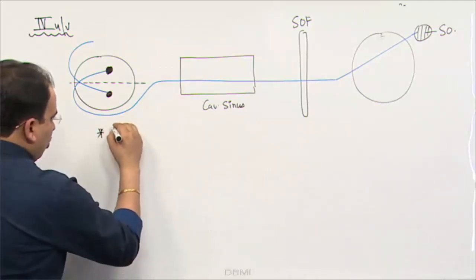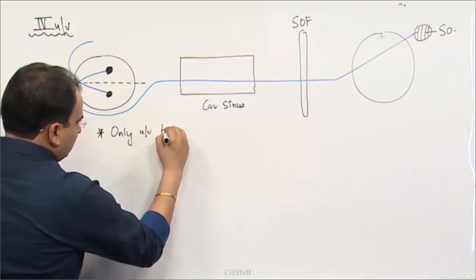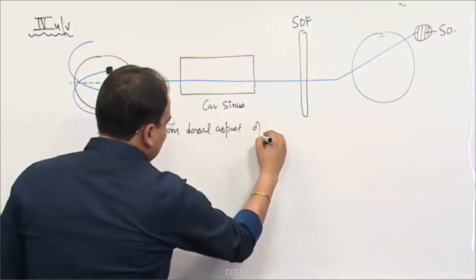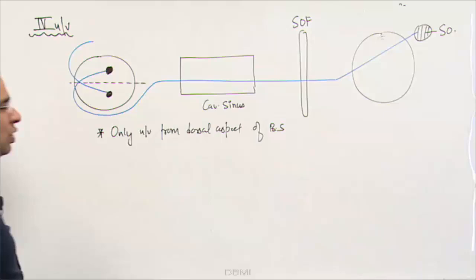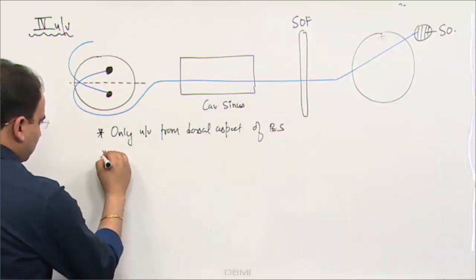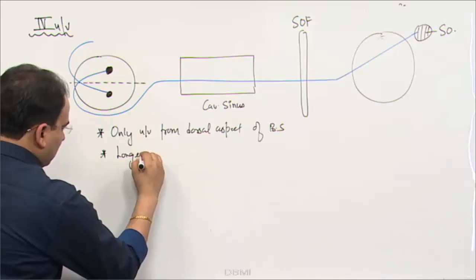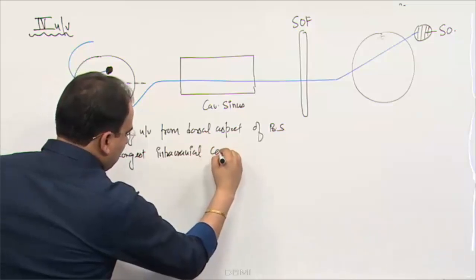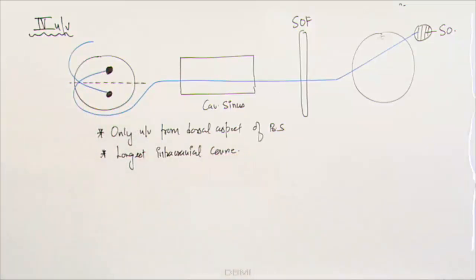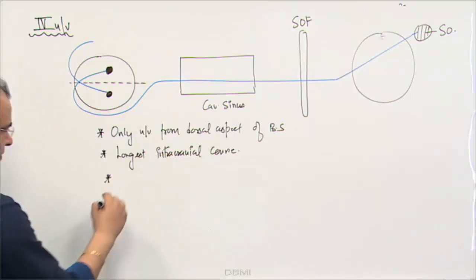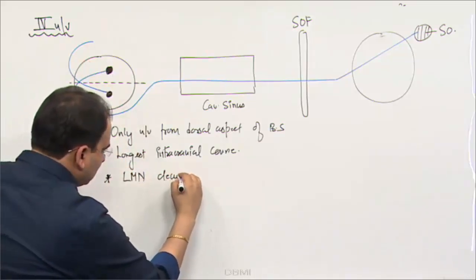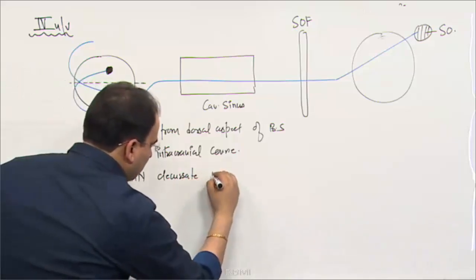One is it's the only nerve from the dorsal aspect of brainstem. This nerve has the longest intracranial course, the nerve with the longest intracranial course. As you can see, the lower motor neurons decussate within the brainstem.